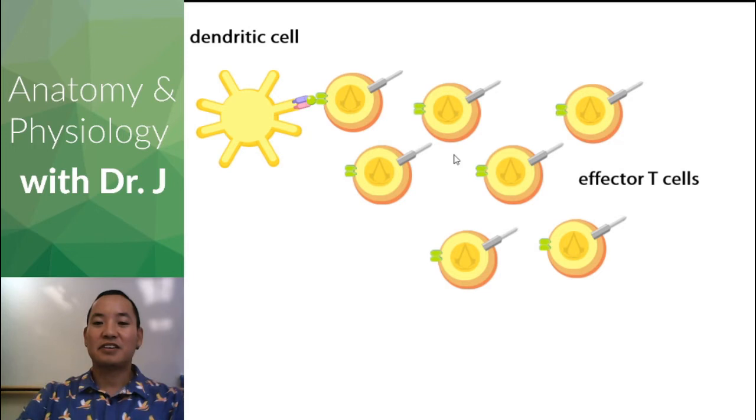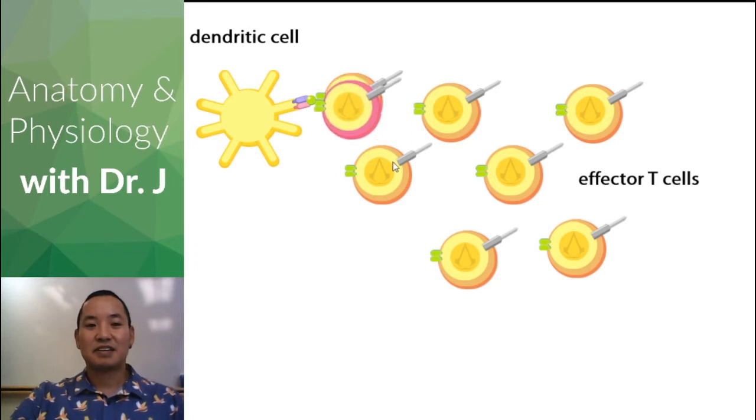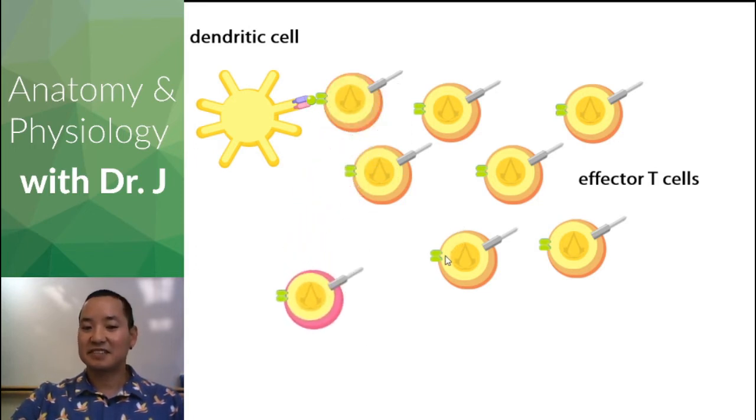So these are what you call effector T cells. So these are the ones that have an effect. These are active T cells. But when you have activation of T cell receptors, that's not the only thing that happens. You don't just create effector T cells. A very small fraction of these cells that divide become something we call memory T cells.